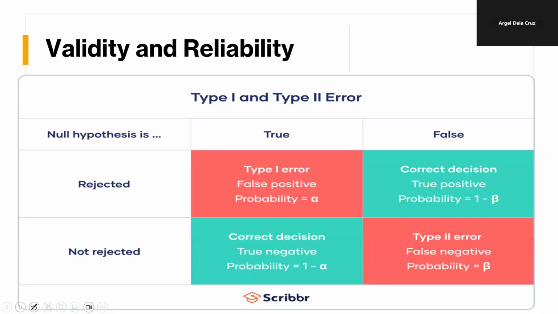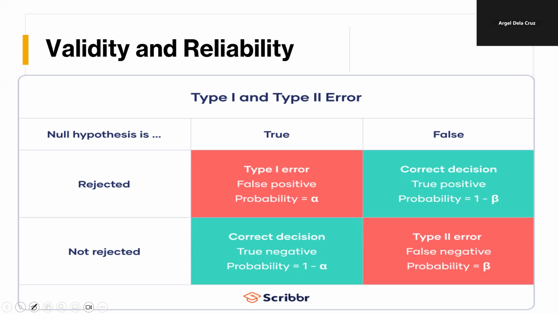Next. Since validity and reliability are important, they somewhat affect the errors in our responses. Particularly, there are two types of error in research, type 1 and type 2 error. Type 1 error occurs when there is a false positive. The probability is alpha. Meaning, you accept the alternative hypothesis while rejecting the null hypothesis, so you are getting what we call a false reading in instruments.